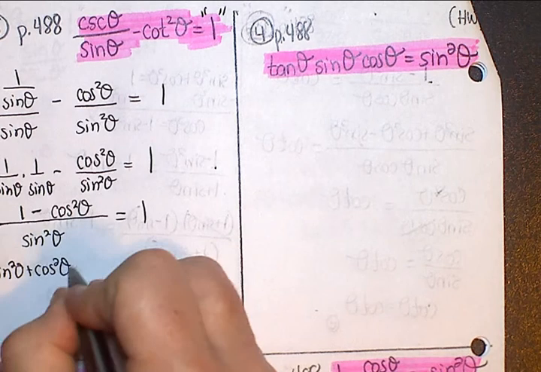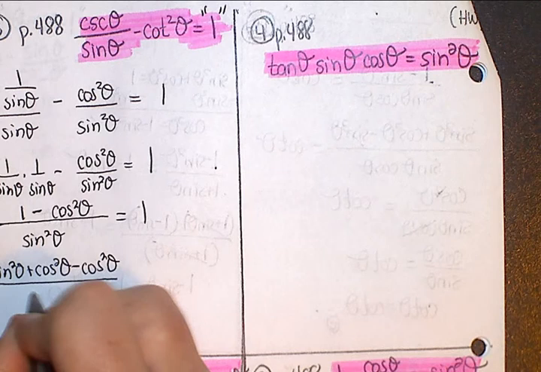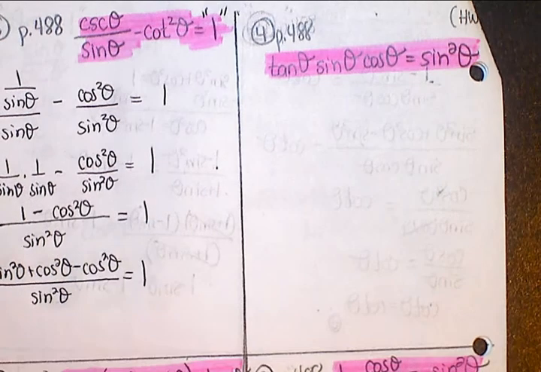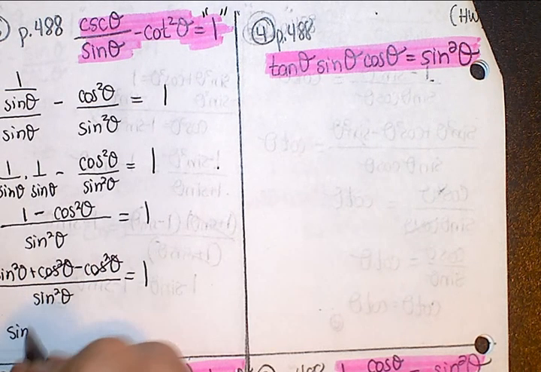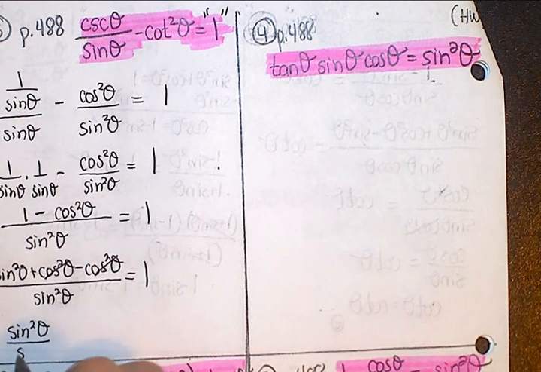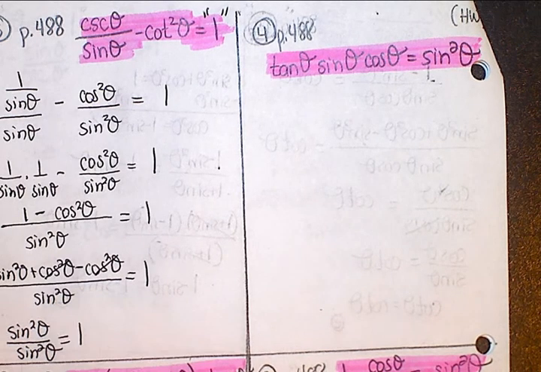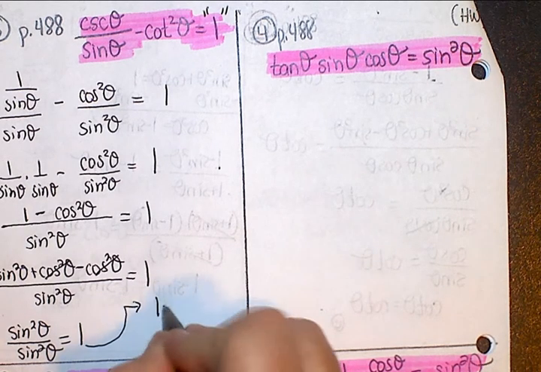Then minus cosine squared theta divided by sine squared theta is 1. And when you take a look at that, they'll cancel, and that'll leave me with sine squared theta over sine squared theta, and that's supposed to be 1. And sure enough, we bring this up over here, 1 is equal to 1, and we're done.